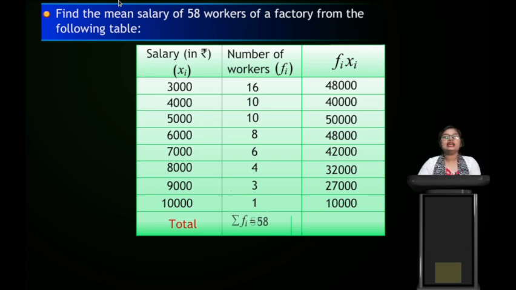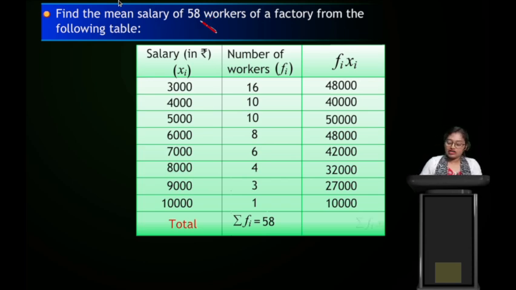Then what is the next step? Yes, correct. We have to find sigma fi. So here sigma fi is 58. In the question itself they have given the number of workers, so that is 58. Then what is the next step here?